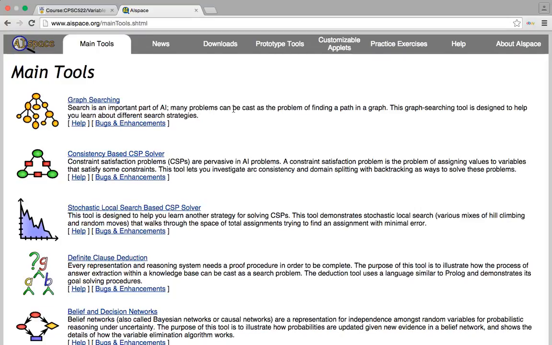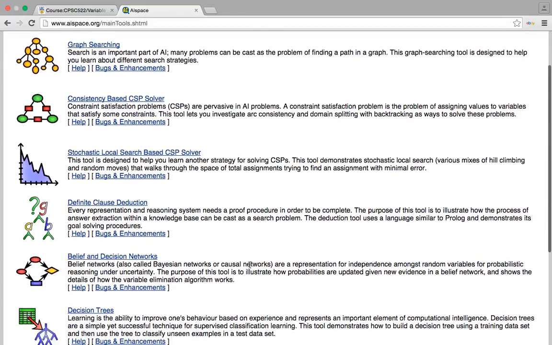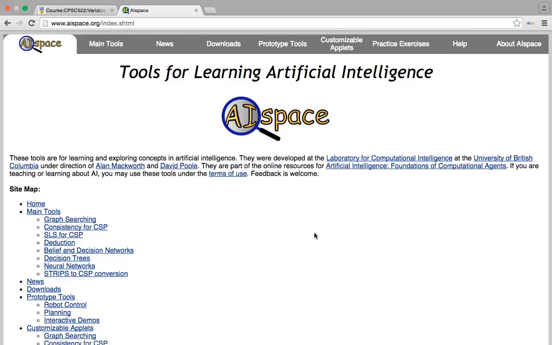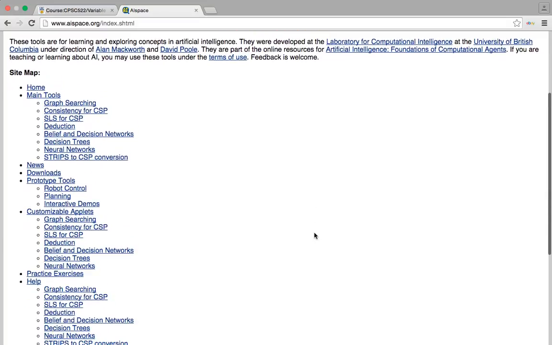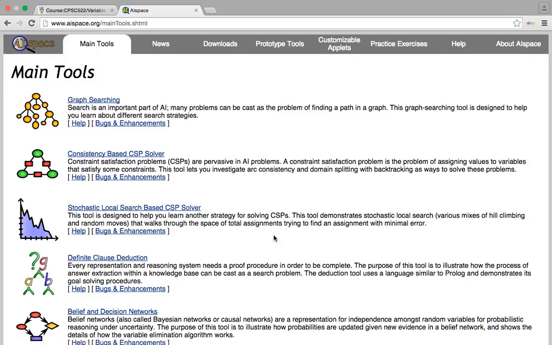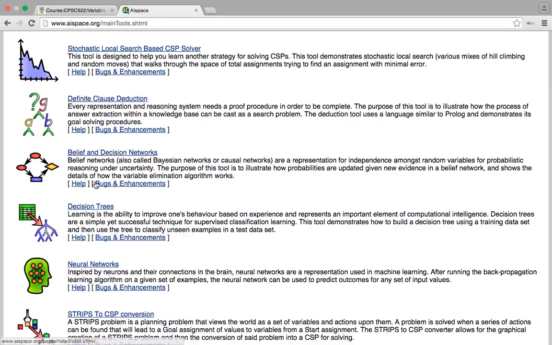Hi, today I will demonstrate an example from AISpace using the tool for belief and decision networks. So AISpace has this amazing set of tools which can be used for learning and exploring concepts in artificial intelligence. It is developed at UBC under the direction of David Poole and Alan Mackworth. And this is the tool which we'll be using today to show variable elimination.